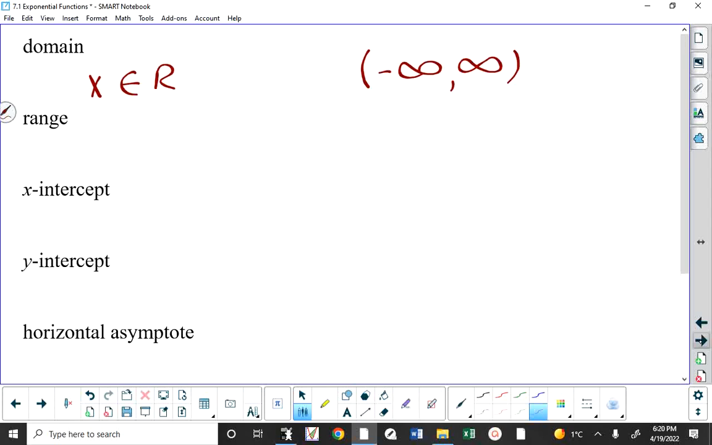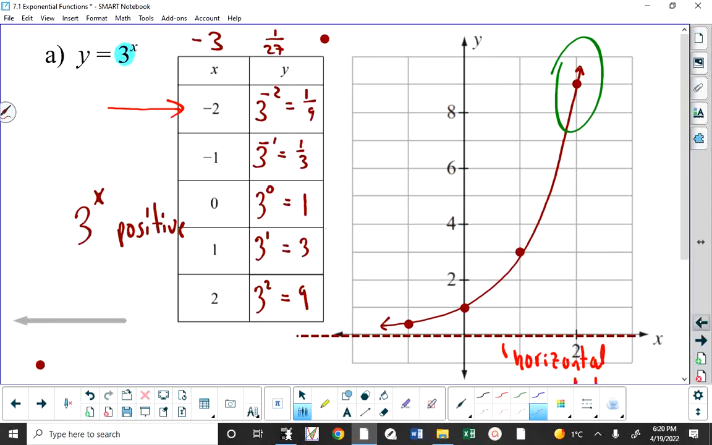The range: looking at the graph, you can see that the y value is always positive, but it's never zero as well.